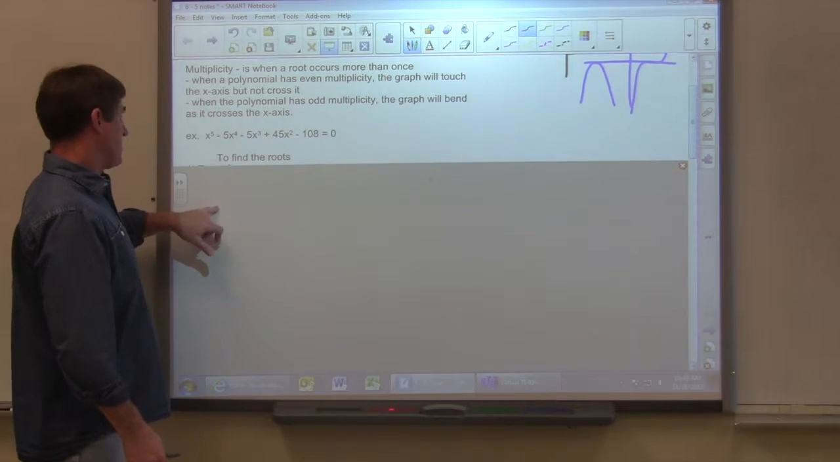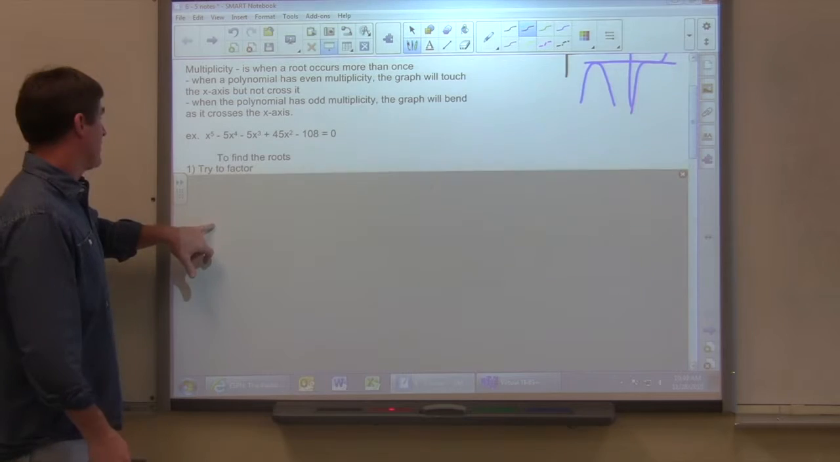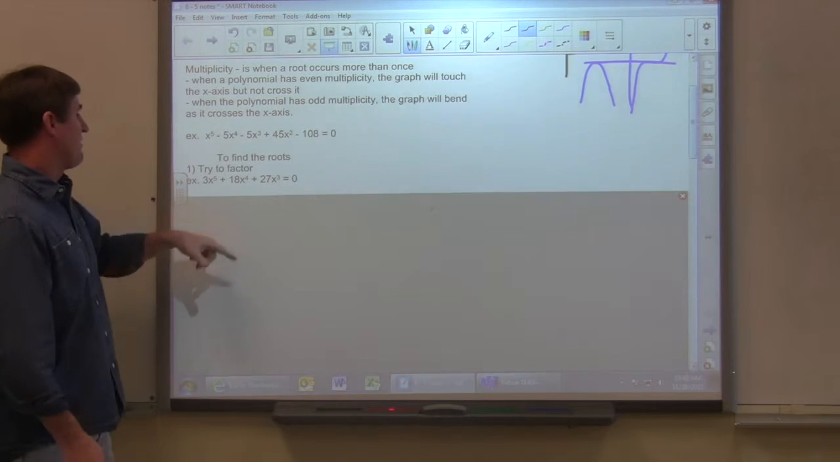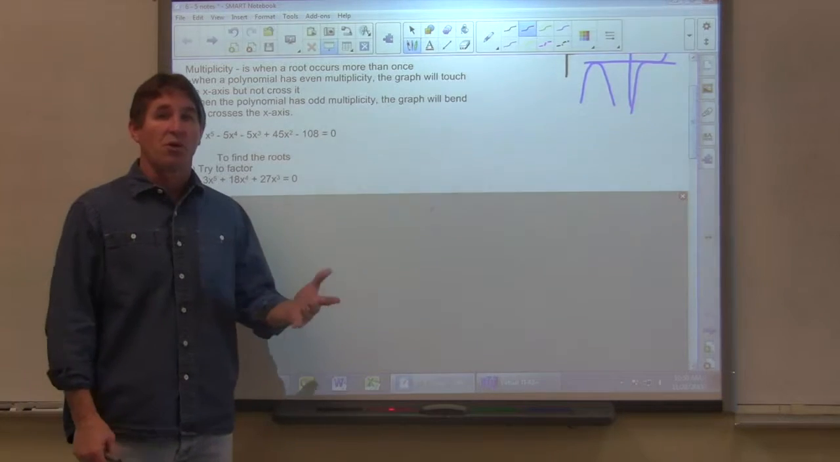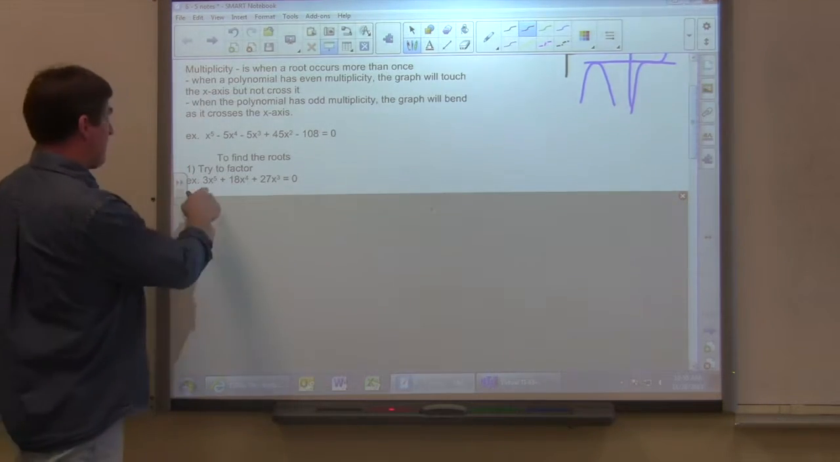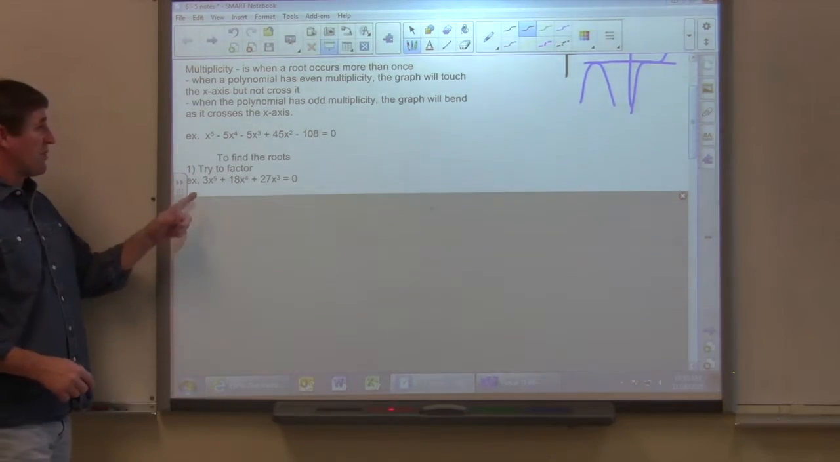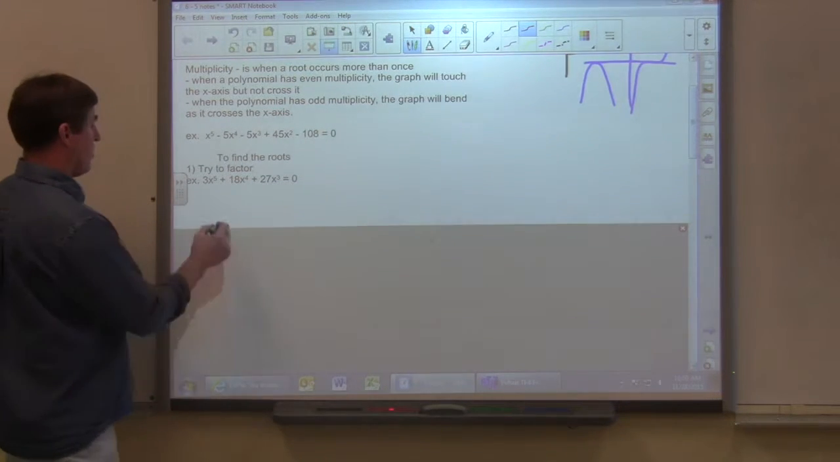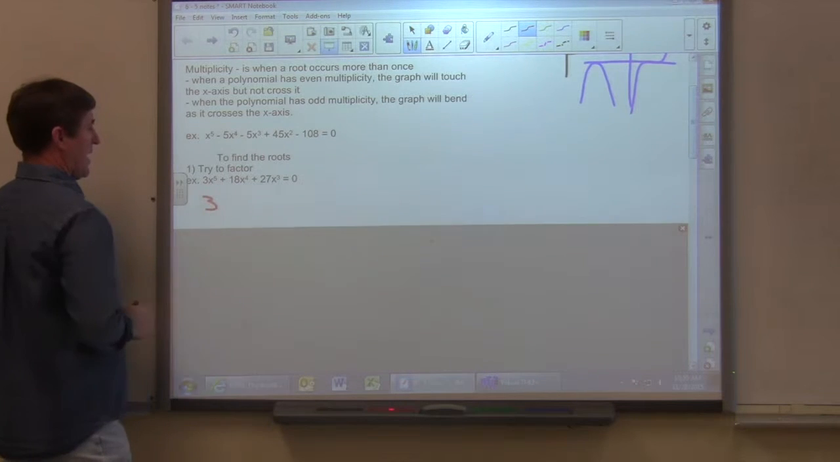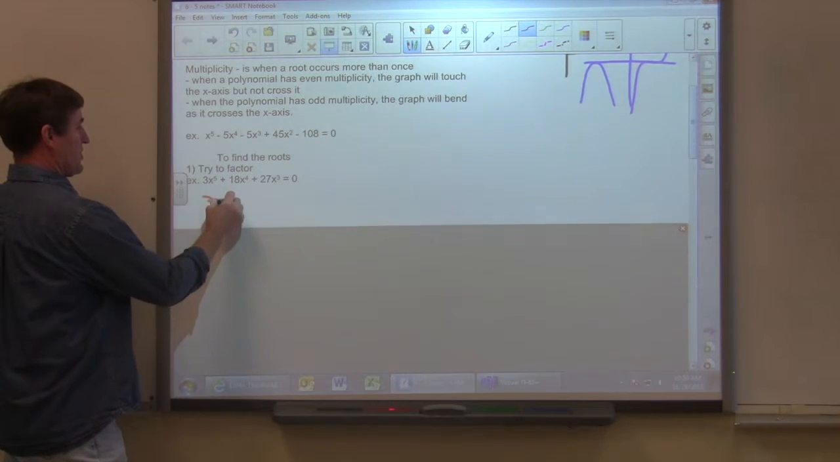So to find the roots, the first thing I'd like you to do whenever you try and find the roots is to try and factor. Because if we can factor it, a lot of times we can reduce our work. And so when we go to factor this, the first thing we always check for is the greatest common factor. And so in this case, 3 goes into all of these. And also x to the 3rd goes into all of them.